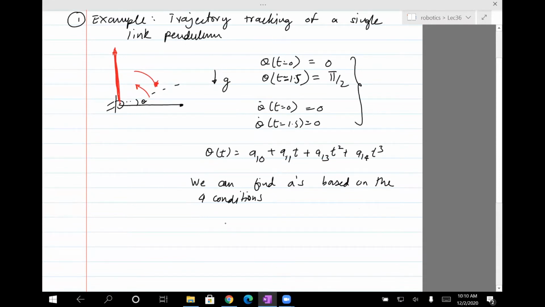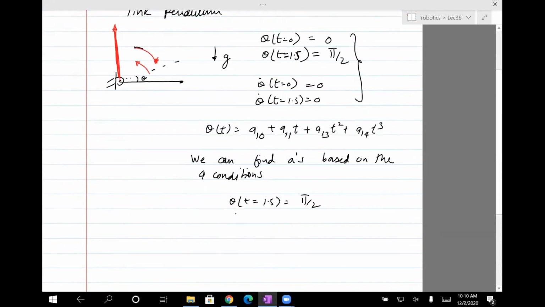And then what we want to do is we want a pendulum to come back to the horizontal position, which means that it needs to start at 1.5 with a position of pi divided by 2, which is 90 degrees. And then at 3 seconds, which is again randomly chosen, it should be back to the horizontal position. And then it does so with a start speed and end speed of 0.